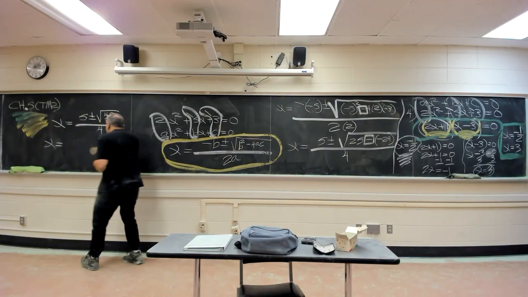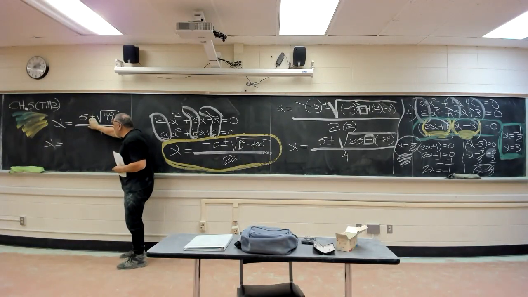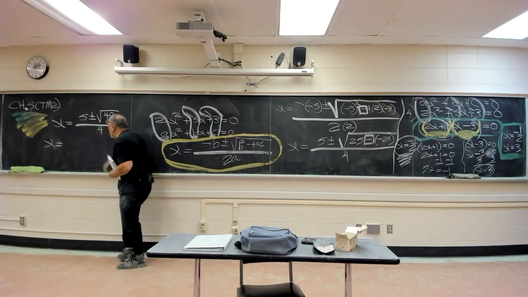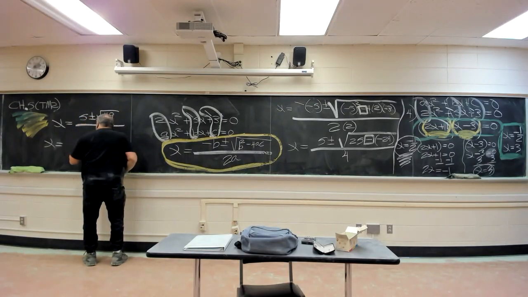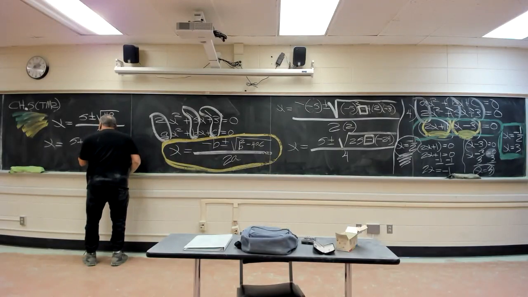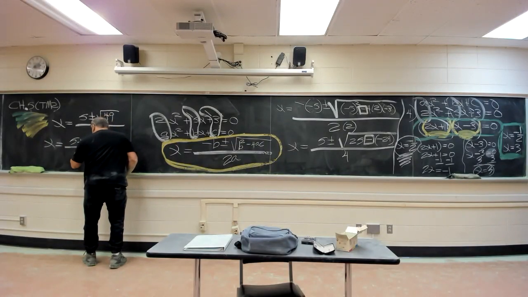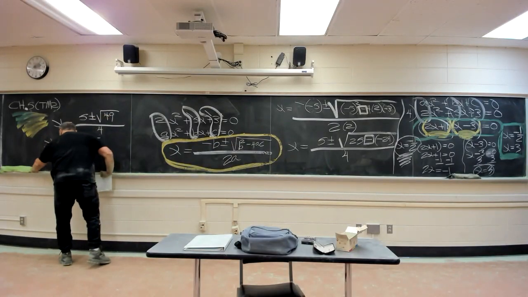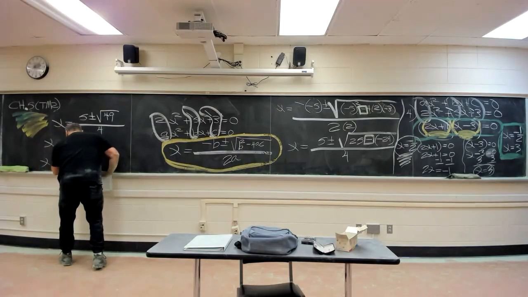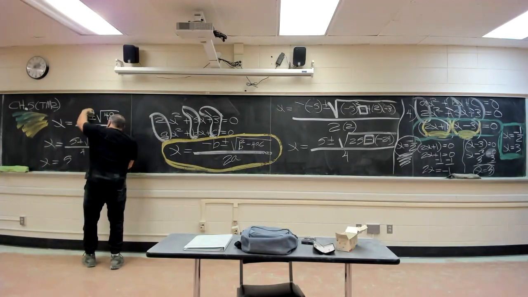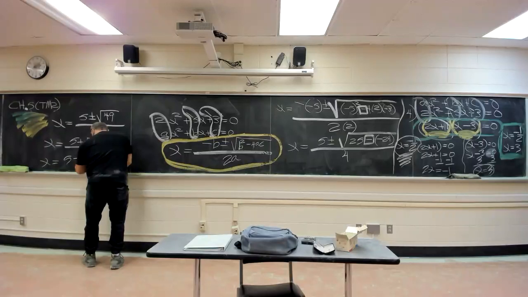Let's go to the plus scenario, my friends. Cover the minus and put the plus scenario. 5 plus the square root of 49 over 4. That's one of them. The other one is 5, cover the plus and go minus here.